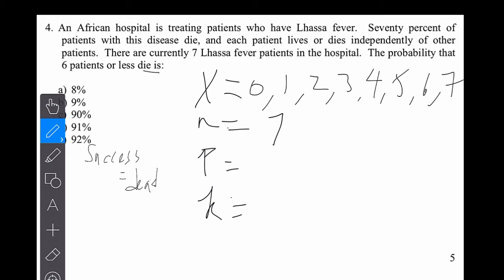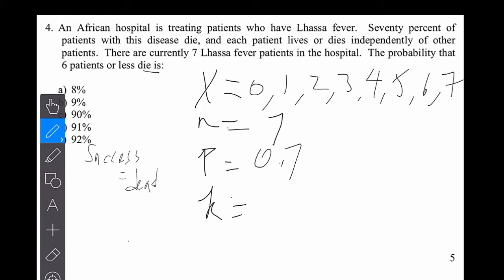The P, the chance of dying, well, we were told that 70% of patients with the disease die. So that is the chance of dying. All right, so there we have it.